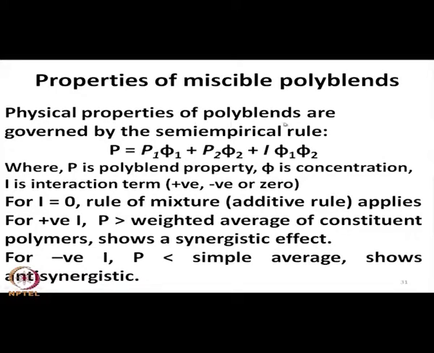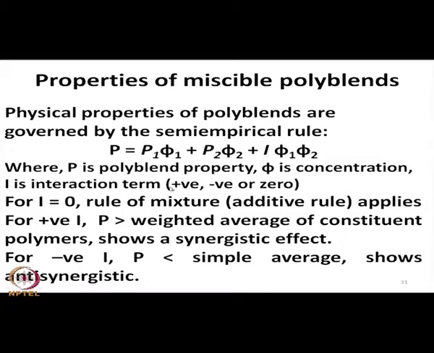Now, these physical properties of polyblends can be semi empirically governed by this equation: P is equal to P1 phi 1 plus P2 phi 2 plus I phi 1 phi 2, where P is the overall property of the blend, P1 is the property of component 1 polymer, P2 is the property of component 2 polymer, phi 1 and phi 2 are the volume fraction of the two polymers, and I is the interaction term.